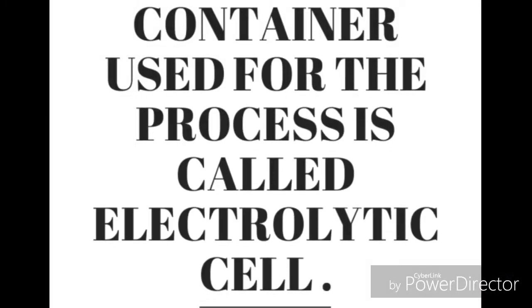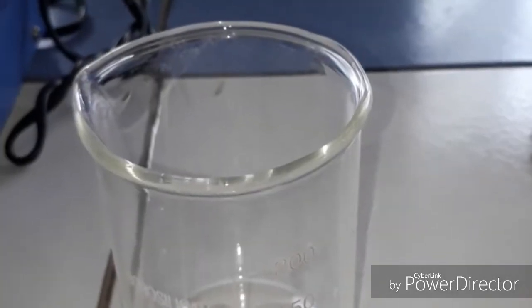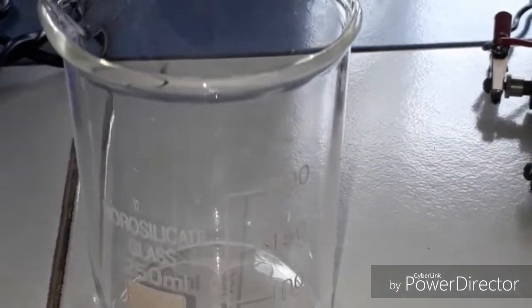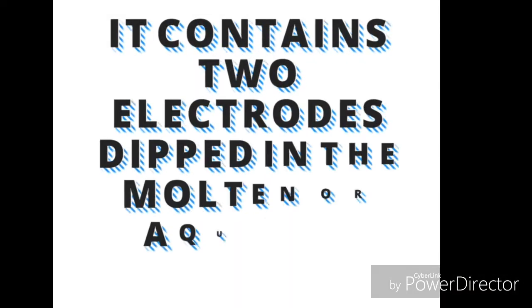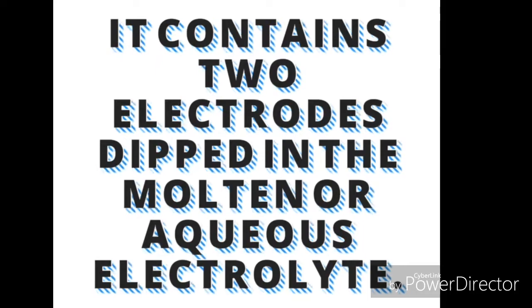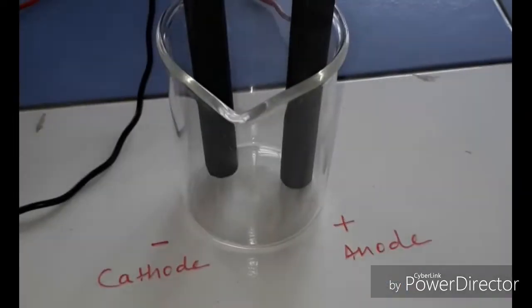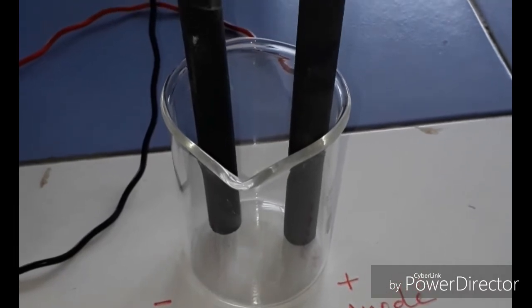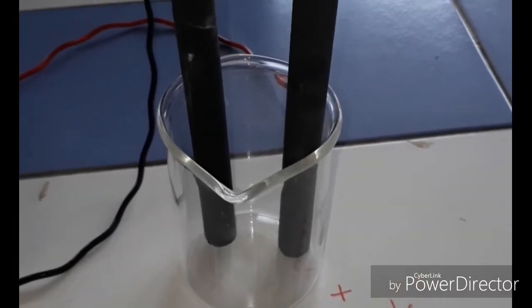The container which I'm going to use is called an electrolytic cell, and it can be anything like a beaker of this type. And it contains two electrodes which I can dip into the electrolyte, which can be molten or aqueous. So this is my cell in which I have put two electrodes. Now I'll fill some electrolyte in it and I'll show you how it looks.